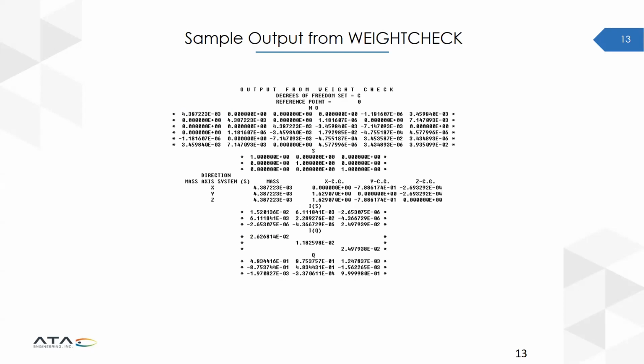So let's say you set up your weight check, and then you ran something like a free modes run or some kind of model check run, unit gravities, and then you get this output from the weight check in the F06 file. So if you scroll down your F06 file, it should look something like this. And so a lot of numbers going on here. Hopefully this slide will make it a little bit clear what's going on.